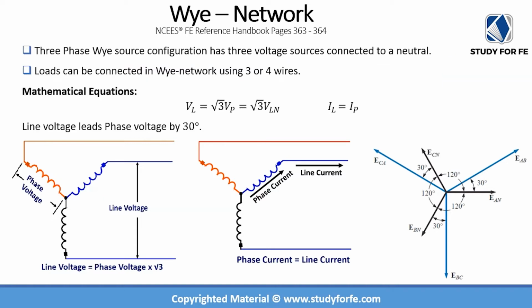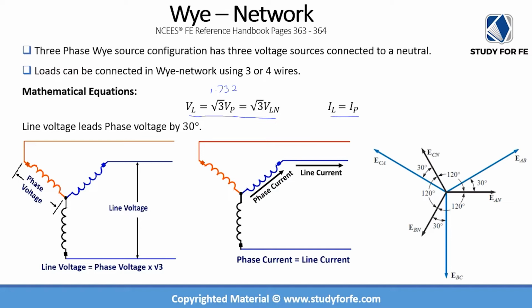Let us now take a look at the mathematical equations for Y network. First and foremost is your voltage. Remember that line voltage is always greater than the phase voltage in Y network by a factor of square root 3, which is approximately 1.732. And line current is the same as the phase current. So these are two distinguishing features of Y network: your line current is equal to phase current and your line voltage is equal to square root 3 times the phase voltage.